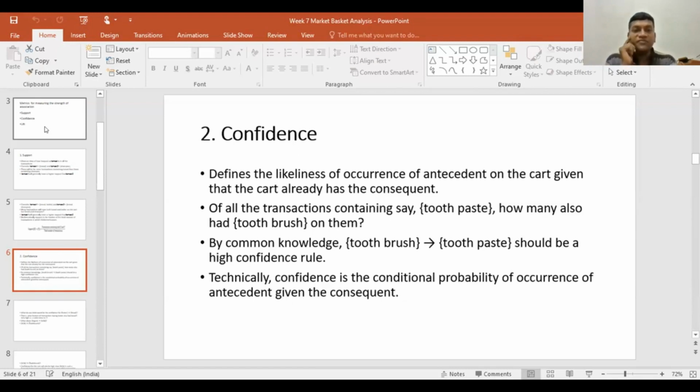The example specifically we're talking about here is: of all the transactions containing, say, toothpaste, how many also had toothbrush in them? By common knowledge, we know that they should be consumed together, very likely. So if you purchased a toothbrush, there's a good probability that you would have also purchased toothpaste. So technically, confidence is defined as the conditional probability of occurrence of the antecedent given the consequent.